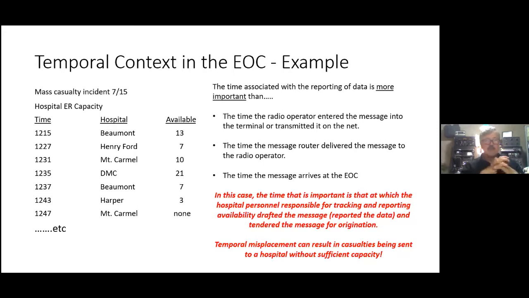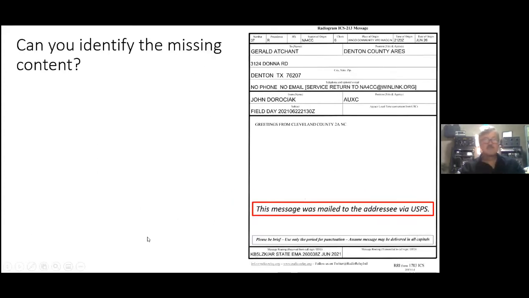If you look along the left column, time is very intrinsically associated with the data. Obviously, we want the message to get there on a timely basis, but what's really important is when, for example, Beaumont had 13 beds available, or when Beaumont had 7 beds available, and when Mount Carmel reached 0 beds available. Nobody cares really when you typed it into the terminal or when you managed to get your turn on the radio net. That's the fine point we're putting on this: temporal misplacement in this particular example could result in casualties being sent to a hospital without sufficient capacity, right? So date time group is a critical factor in these messages.